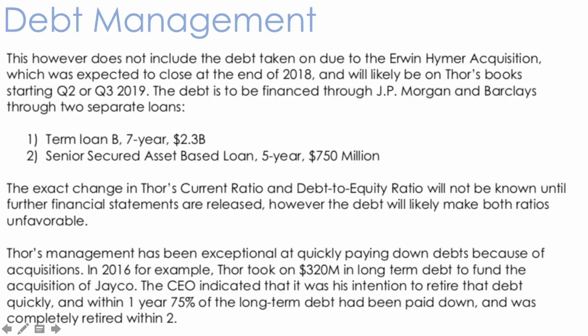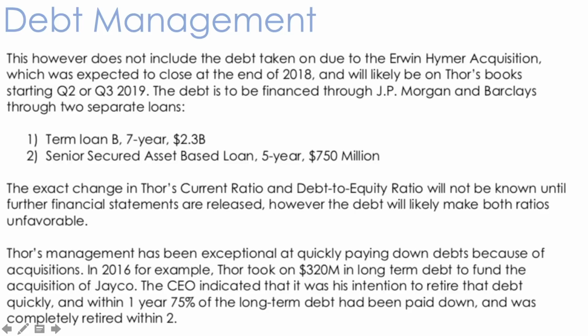So just to get specific about this debt, it was financed through JP Morgan and Barclays, and it was two separate loans. The first loan is a term loan that lasts for 7 years, and it's 2.3 billion. And the second loan is a senior secured asset-based loan that's 5 years, and that's 750 million. So it's not super long-term debt, 5 to 7 years. However, that will impact their current ratio and their debt to equity ratio.